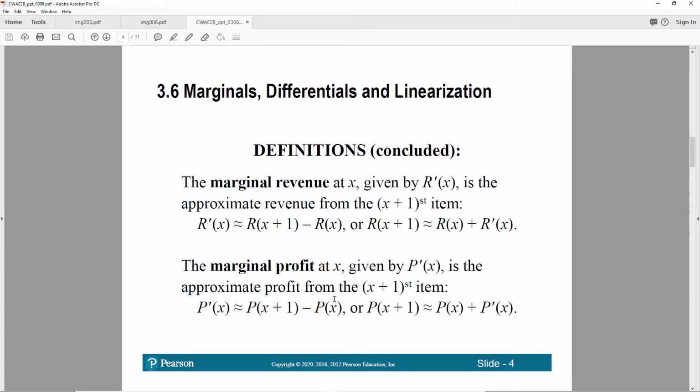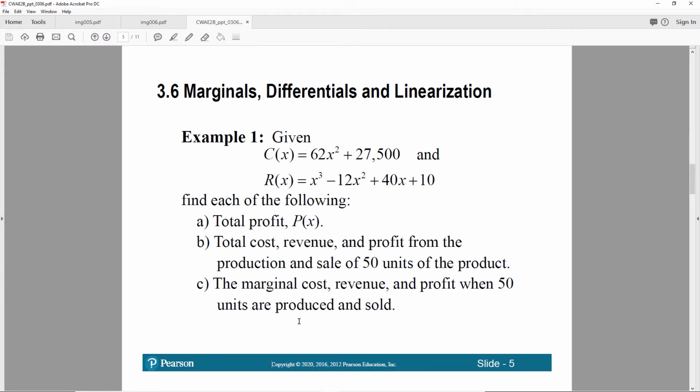Marginal revenue is the approximate revenue from the x plus 1 item, given by this differential here, R(x plus 1) minus R(x), or the difference between the two. Marginal profit is given by P prime. It's the profit from the x plus 1 item, so P(x plus 1) minus P(x).